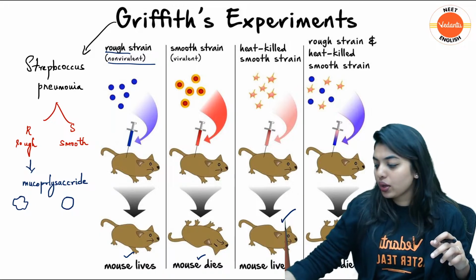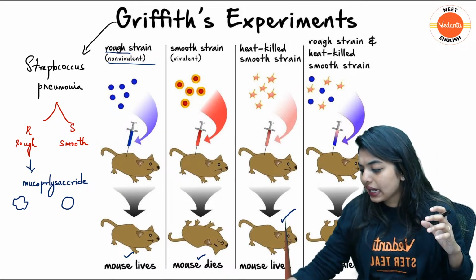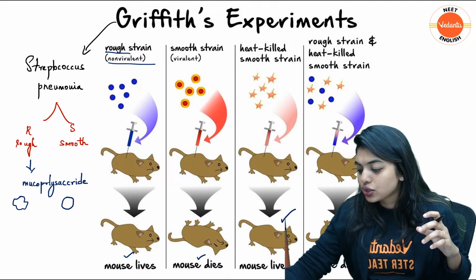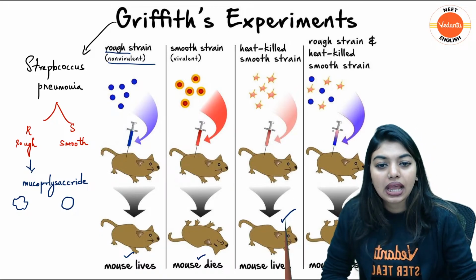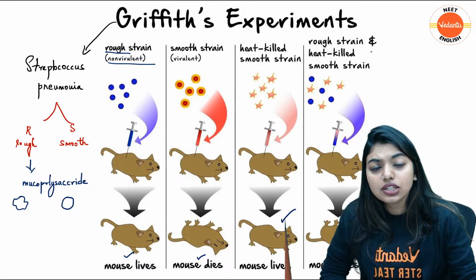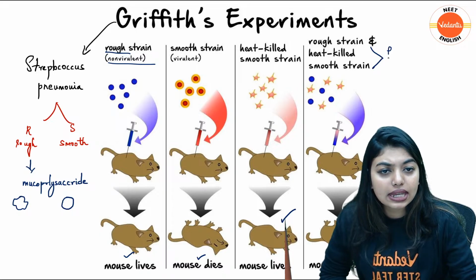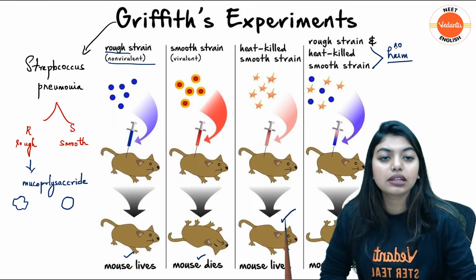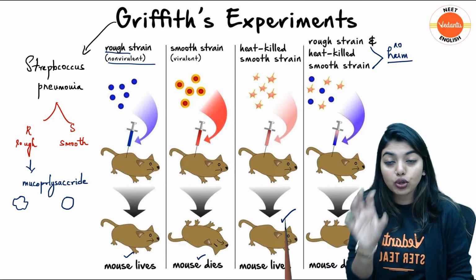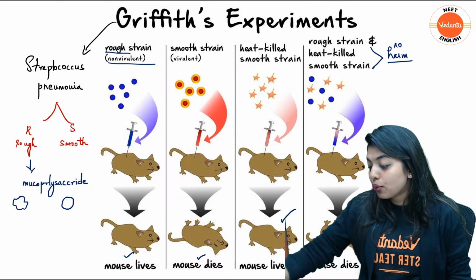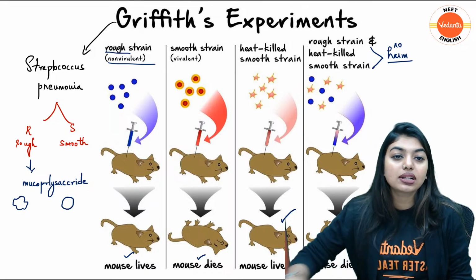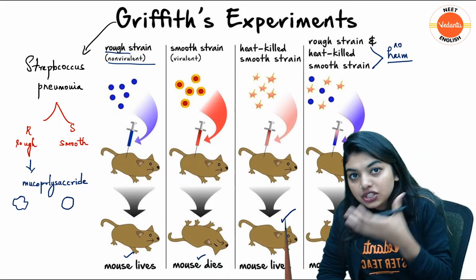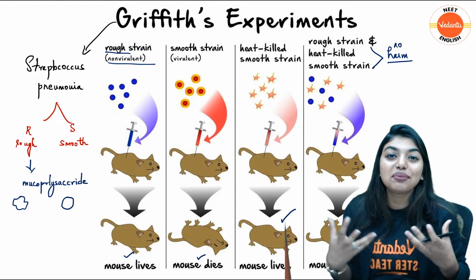Okay, so what was happening? They used heat kill, right? So they used rough strain with heat killed smooth strain. And what was expected? These two were not causing any harm in the mice individually. When both were injected individually, both were not causing any harm. Yes or no? But suddenly what has happened? When we injected them together, suddenly the mice died.